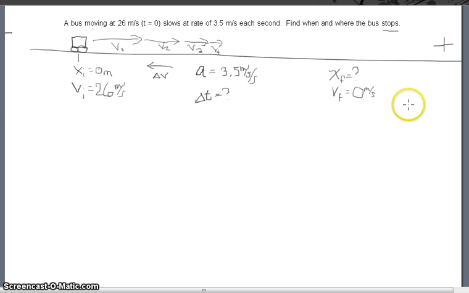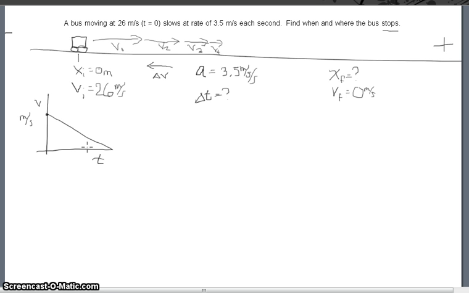Now we can also draw a velocity versus time graph. Apparently I can draw some straight lines on this. T here, velocity here, we know it's going to be in meters per second. It starts at 26, and as time goes on, we'll go back down to 0. So that's my velocity versus time graph. We'll get to position versus time, but we'll leave it out for this case.